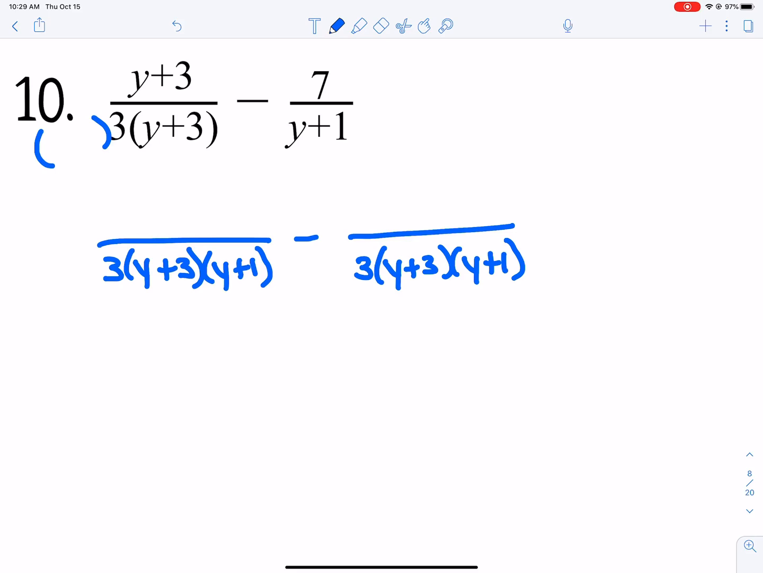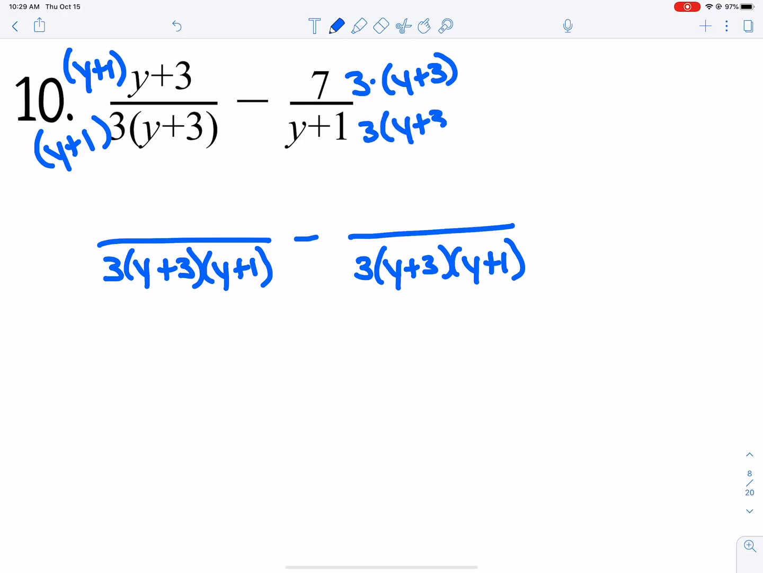So I have 3 and I have y plus 3 on the left. I need y plus 1 to make them look the same. And on the right, I'm going to need a 3 and a y plus 3. So we just multiply top and bottom by that. So I'm just going to bring down y plus 1 times y plus 3 for my first numerator, and then 7 times 3 would give me 21, and then bring down y plus 3 for now.